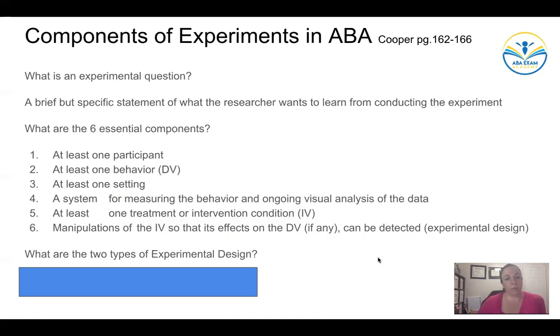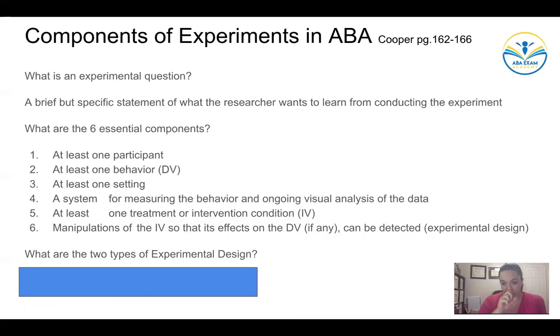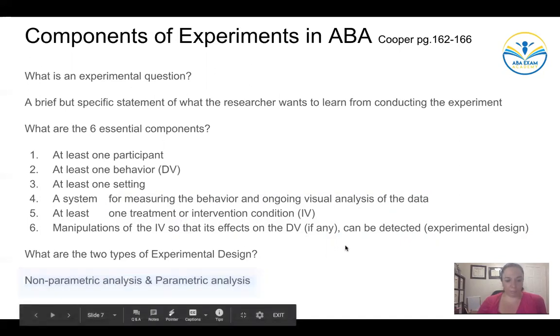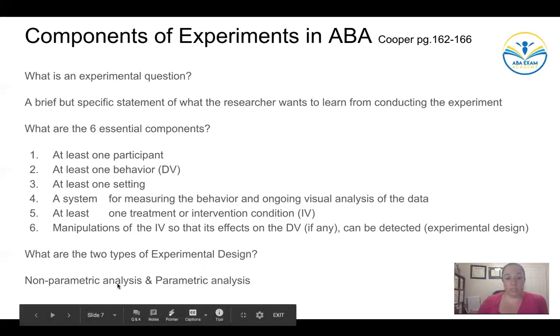Okay. What are the 2 types of experimental designs? There's only 2 specific types. What are they? Parametric. Okay. Parametric, and what else? Non-parametric, very good. Awesome. Sometimes when I ask this question, and they see it says 2 types, they're thinking I mean the actual designs, but there's only these 2. It's non-parametric and parametric.